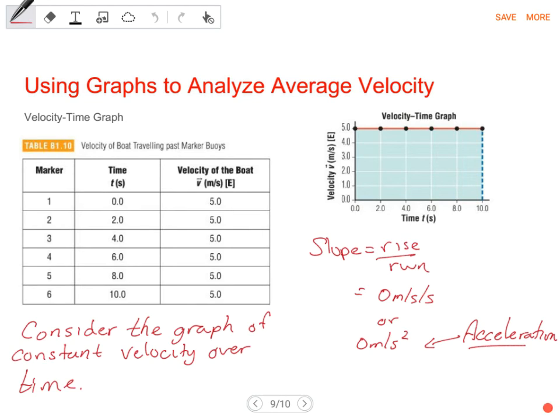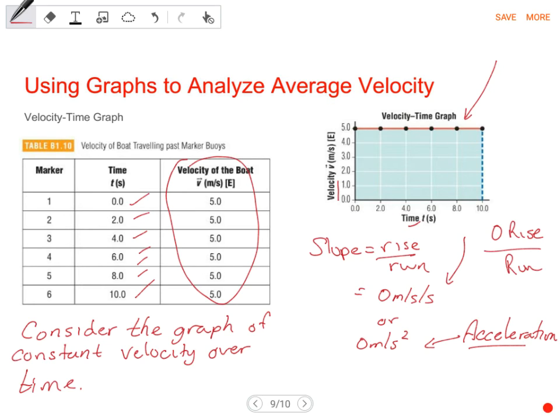Just like before, I want to show you this. It makes sense. If you look at this table, the velocity has remained the same over time. 0 seconds, 2, 4, whatever. So if we were to compare velocity versus time, the velocity stays the same. That gives you a straight line horizontal graph. If you wanted to calculate the slope, you could, and you would get 0 rise over a run.